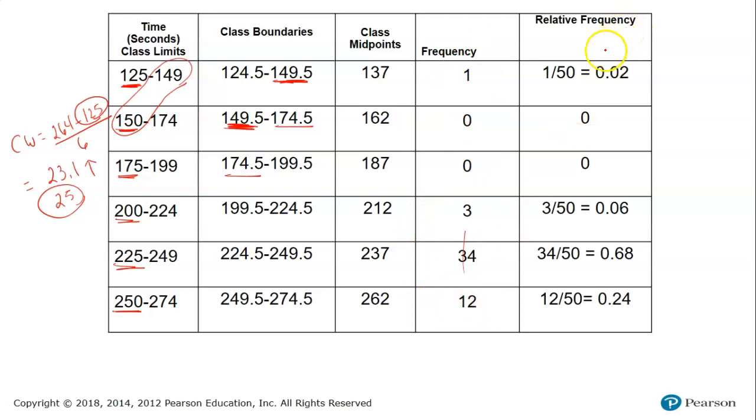Over on relative frequency, we again had 50 data values. So it's the number of data values that you divide by, not just the number 50. So 1 divided by, in this case, 50 gives me 0.02. Sometimes it'll ask for relative frequency percent. And in doing that, you're just going to convert that to a percent. So this would be 2%, 0%, 0%, 6%, 68%, and 24%.